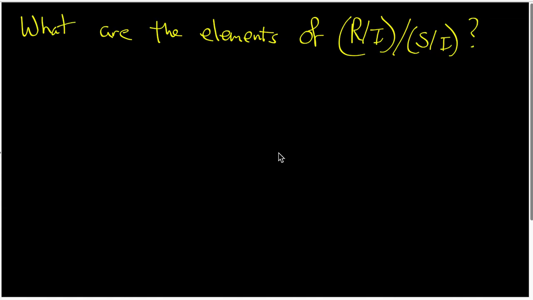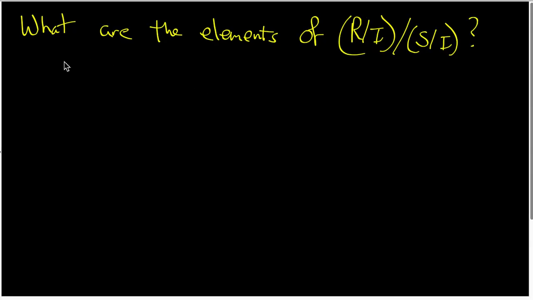In this video, we're going to look at the elements of a complex quotient structure, R mod I, modded out by S mod I. And the setting for this particular kind of quotient structure is the correspondence theorem. And so I want to start by looking at the correspondence theorem. And the correspondence theorem had this setting.